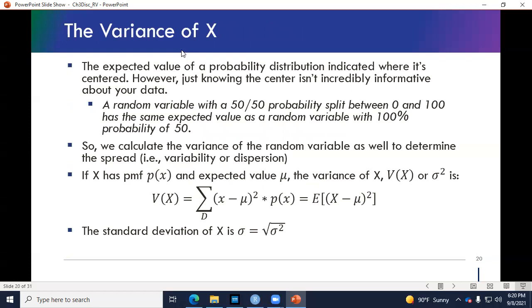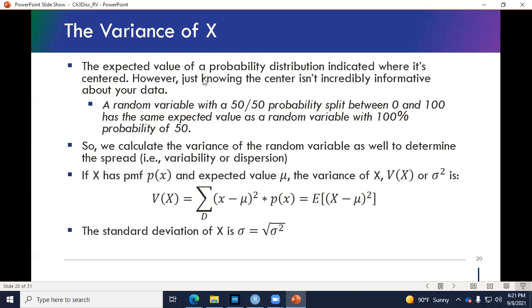So what about the variance of a random variable? Well, first of all, why do we need a variance of a random variable? We talked about the expected value of a PMF. Well, it indicates where it's centered. That's sort of a weighted mean. So that's capturing where the data is centered.